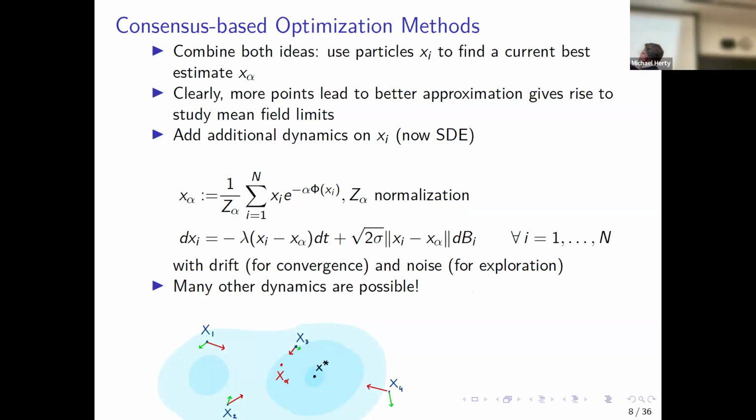What is maybe still important to note is, okay, you drift towards the consensus point. You have this exploration, which you turn off if you are at this point, because you hope that if alpha gets large, this actually converges towards a true minimum. And once you are in the minimum, you don't want the particles to explore anymore.